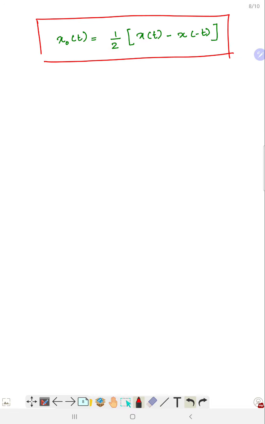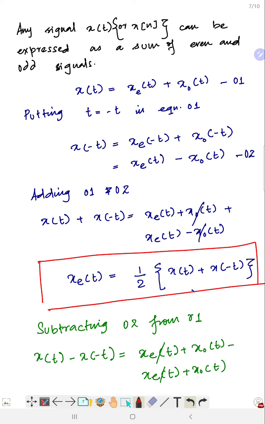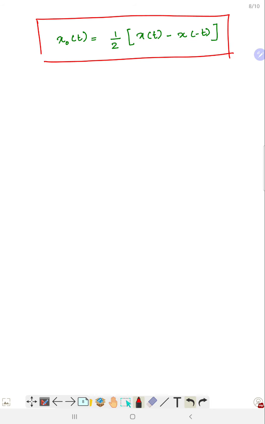So this is a pretty useful kind of equation. Whenever you have a signal x of t, it will have an even component, it will have an odd component. If you want to find the even component, you sum up x of t and x of minus t and divide by 2. Similarly, if you want to get the odd component, just do x of t minus x of minus t, divide by 2, and you will get the odd component of that signal. Similar relations will exist for the discrete time case.